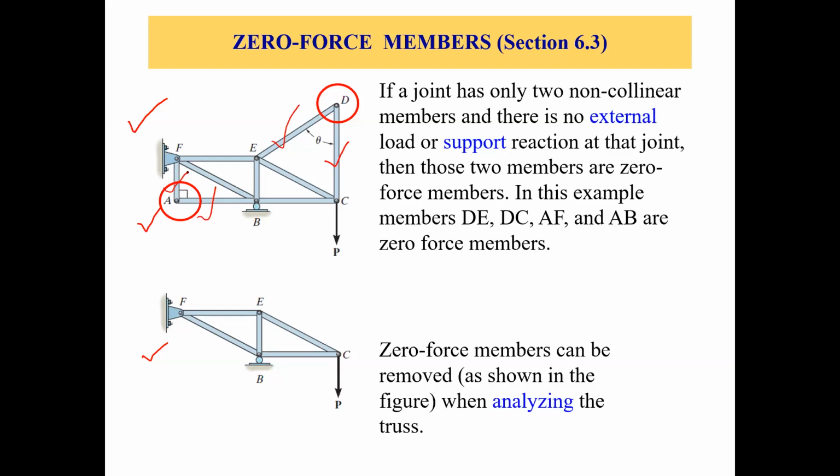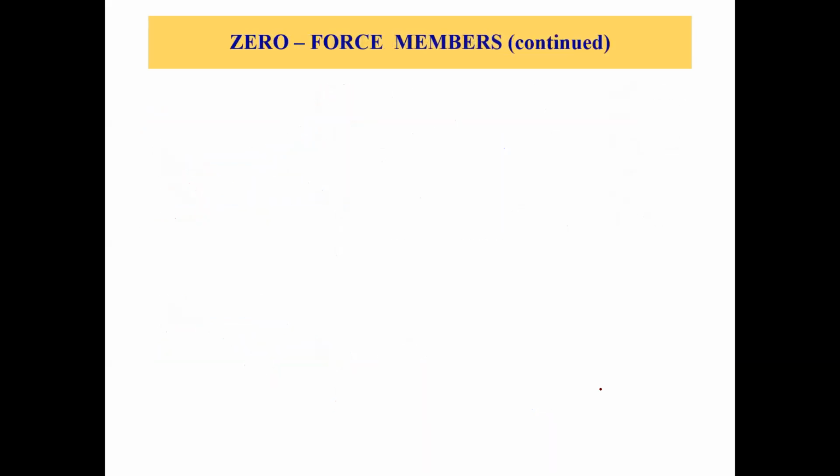So for force analysis, you can take off the zero force members and then you can analyze the truss, right? Because they are zero force members, they don't really mean anything in the truss. But they are there for stability, right? Okay, so let's move forward.